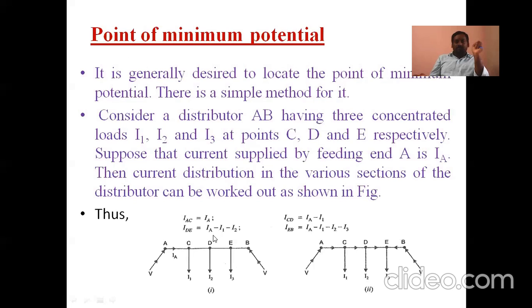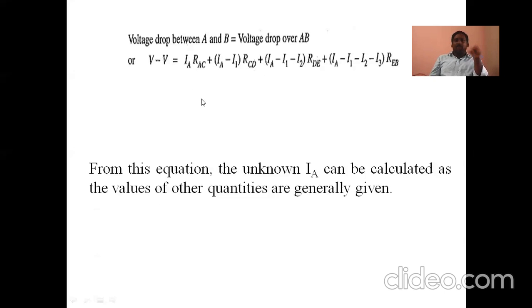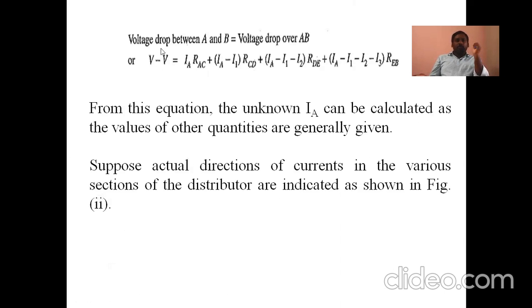IA into RAC, where RAC is the resistance of that section. IA minus I1 is the current in section CD, ICD. So like that, by applying KCL simply, ICD into RCD. Like this, the current through that section into its resistance gives the voltage drop. So the total potential difference is equal to the voltage drop across both. So it is a constant value.